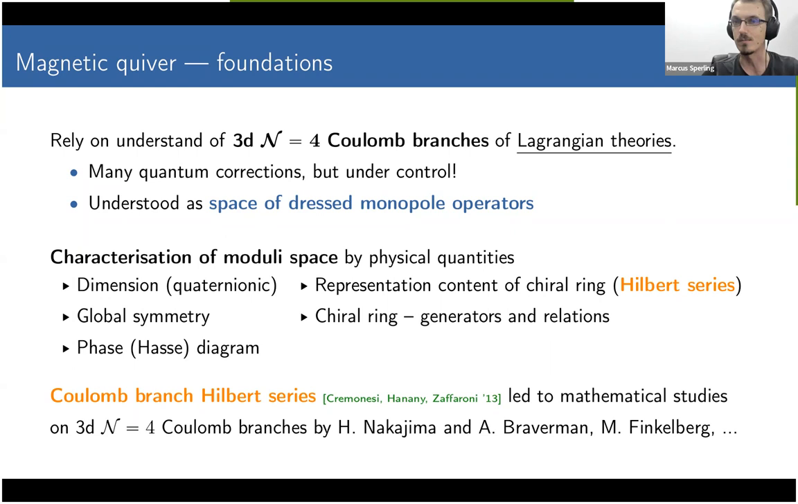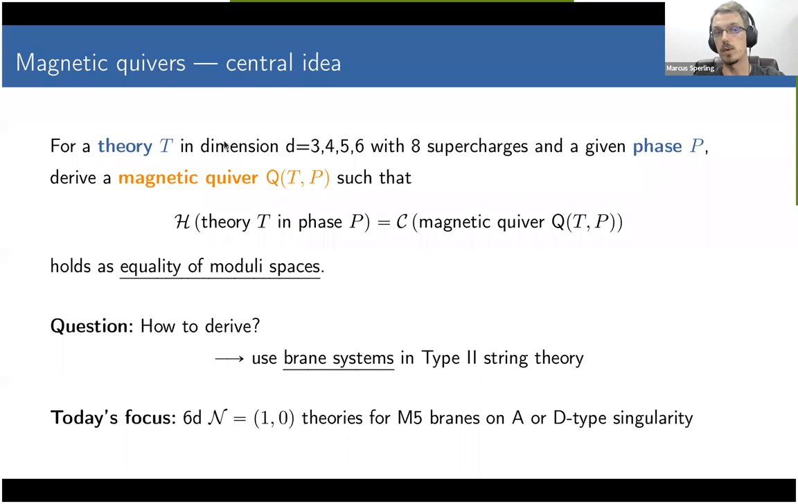So what's now the point of the magnetic quiver, just to set the stage? What we want to propose is the idea that we have these Higgs branches in various dimensions with 8 supercharges, which can be beyond the hyperkähler quotient. And so we want to describe them somehow geometrically. And we propose that you can do this by deriving an auxiliary object, which we call the magnetic quiver.